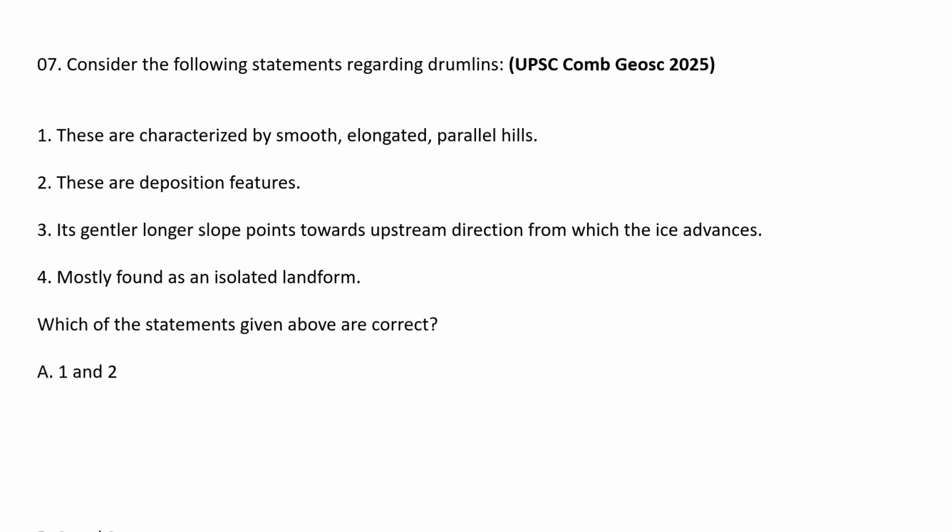A. 1 and 2. B. 2 and 3. C. 1, 3 and 4. D. 3 and 4. So the correct option is 1 and 2. So that means these are characterized by smooth elongated parallel hills, and so these are depositional features.